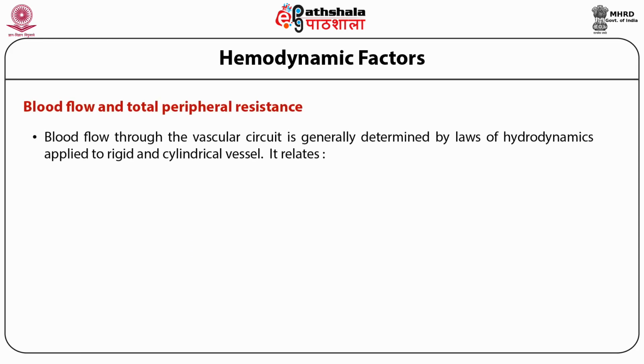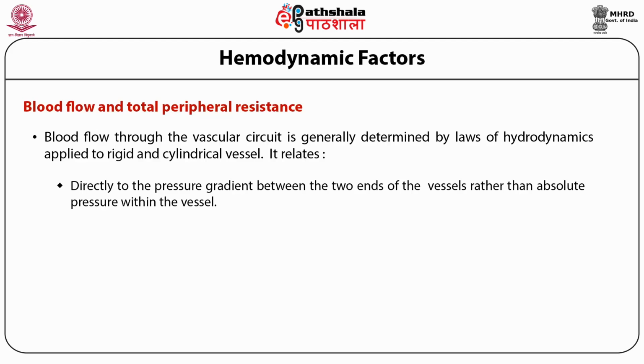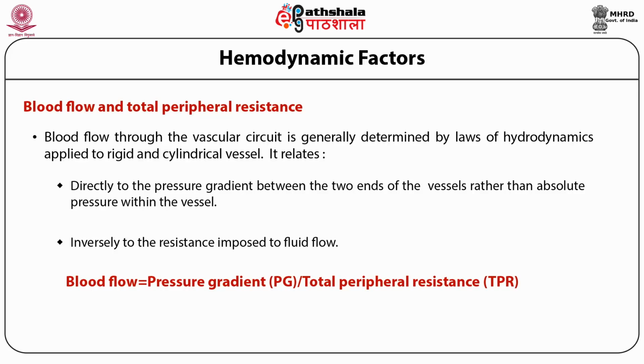The blood flow through the vascular circuit is generally determined by the laws of hydrodynamics applied to a rigid and cylindrical vessel. It relates to two things. Number one, directly to the pressure gradient between the two ends of the vessel rather than the absolute pressure within the vessel. And number two, it is inversely related to the resistance imposed to fluid flow. So mathematically, we can express the blood flow as the ratio of pressure gradient to the total peripheral resistance.